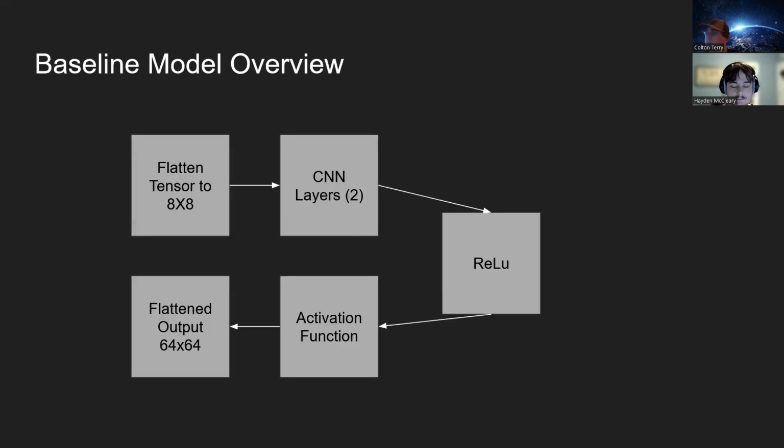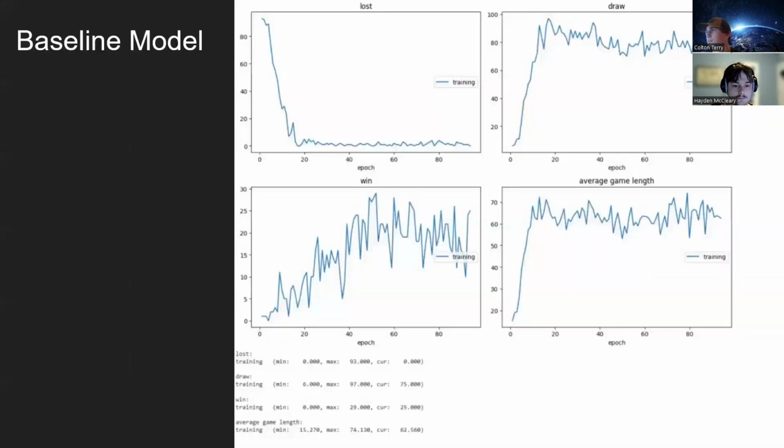There's our baseline model: flatten the tensor by 8x8, it goes through 2 CNN layers to a ReLU activation function, and then finally flattens the output, which includes the best possible moves, which the model is trained on. There are sometimes multiple best possible moves that are tied, quote unquote. So that's why it's a 64 by 64. And here's our data with our baseline model.